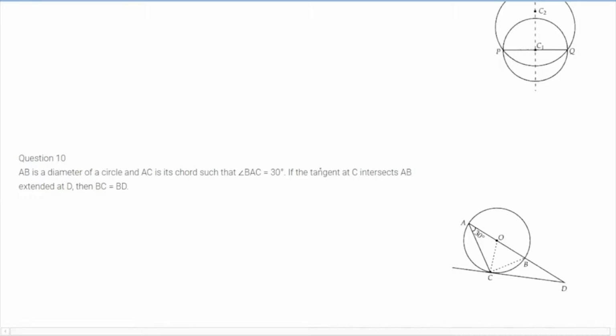Now in the next question, question 10, it is given that AB is the diameter of a circle and AC is its chord. Angle BAC is given as 30 degrees. And if the tangent at this point C intersects AB extended at D, then we have to prove that BC is equal to BD.